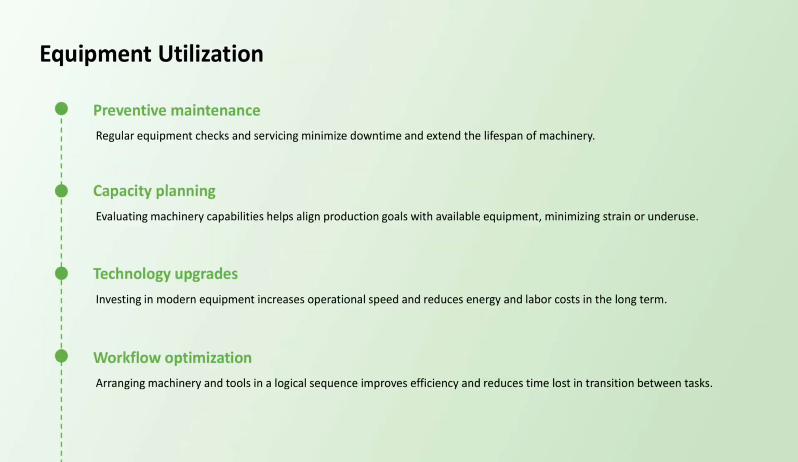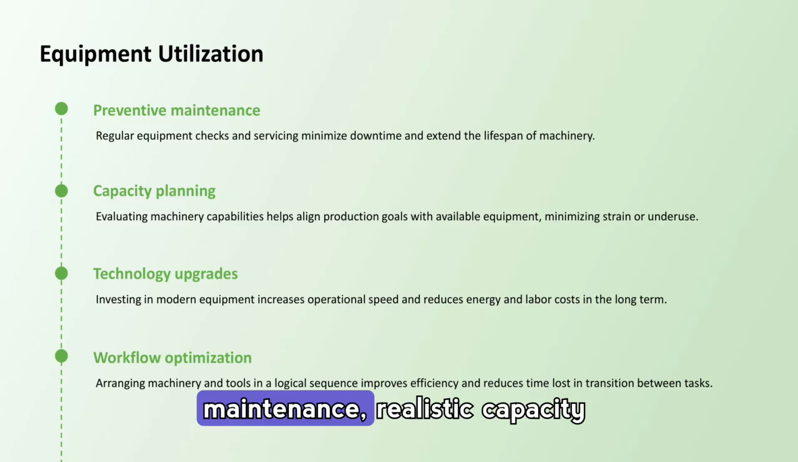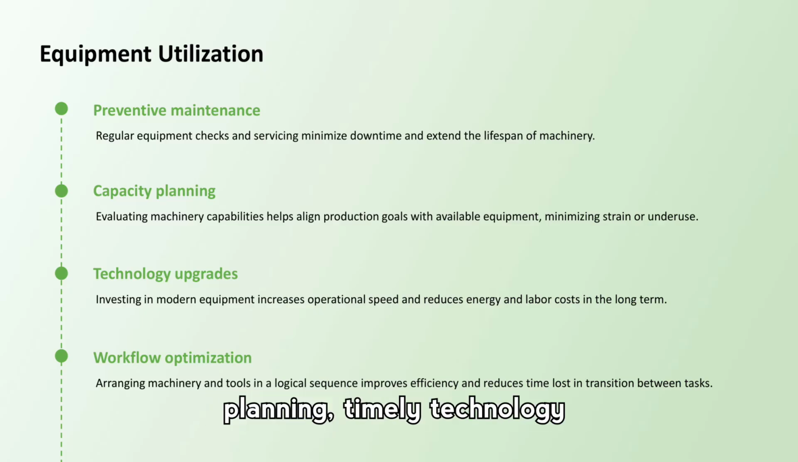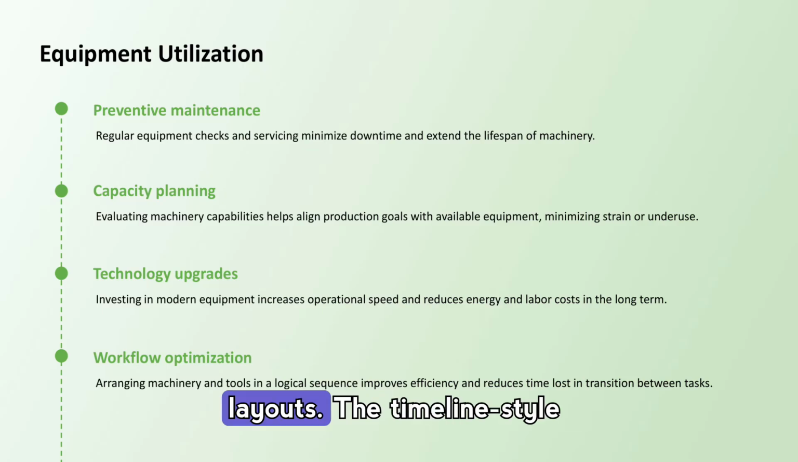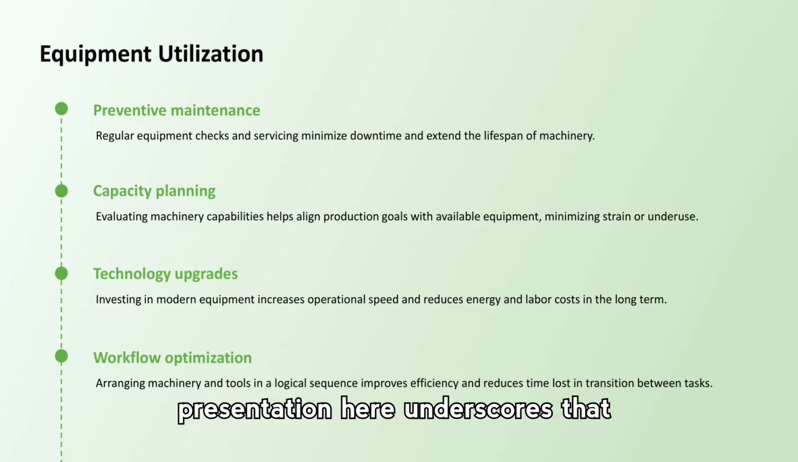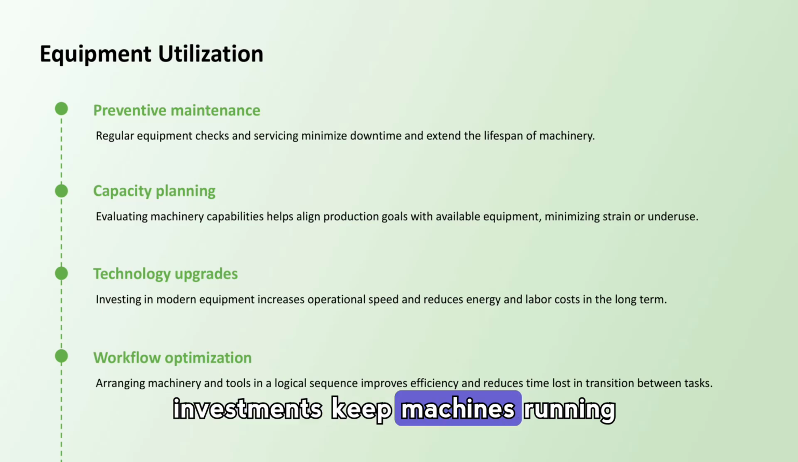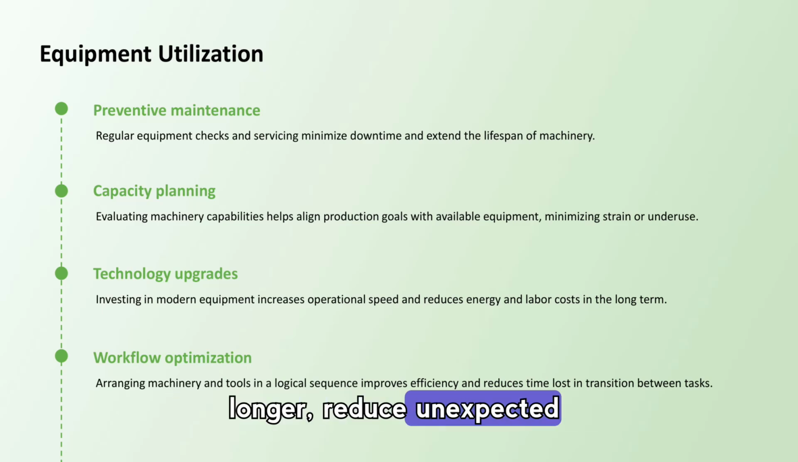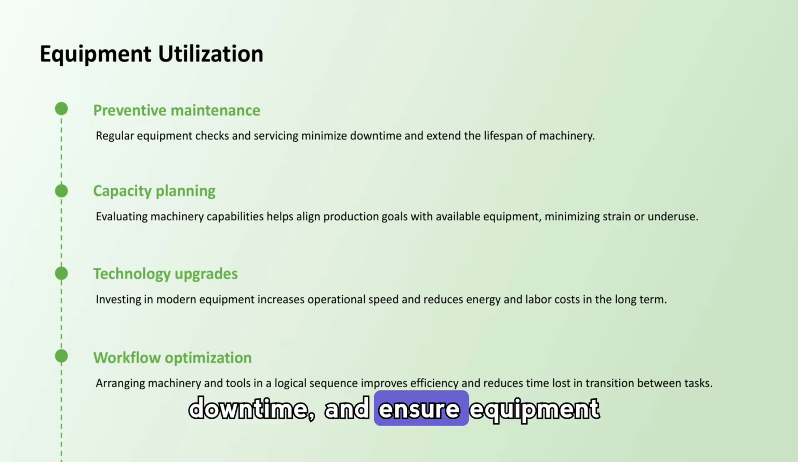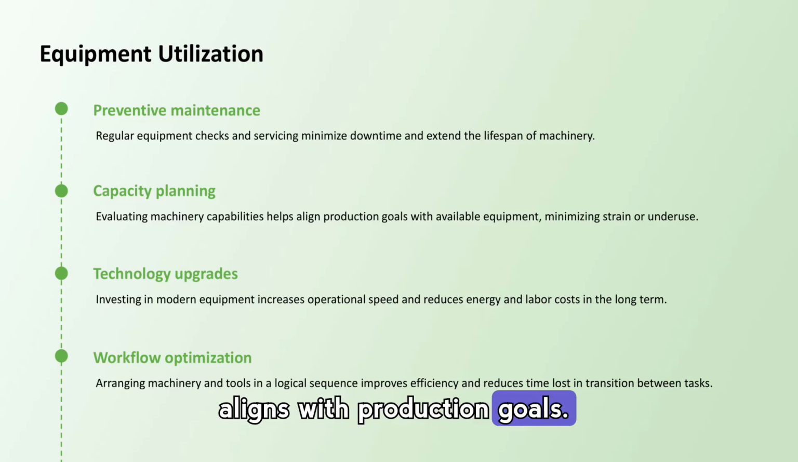reduce waste. Maximizing equipment utilization depends on regular preventive maintenance, realistic capacity planning, timely technology upgrades, and logical workflow layouts. The timeline-style presentation here underscores that planned upkeep and strategic investments keep machines running longer, reduce unexpected downtime, and ensure equipment aligns with production goals.